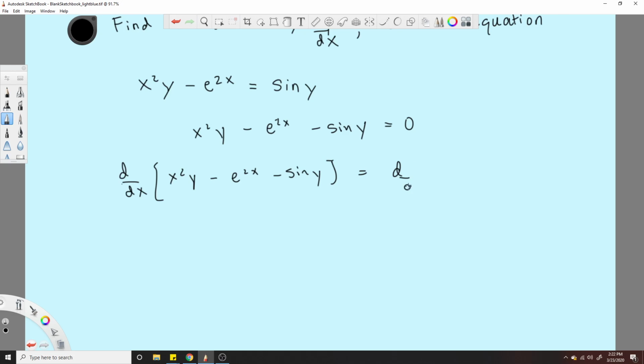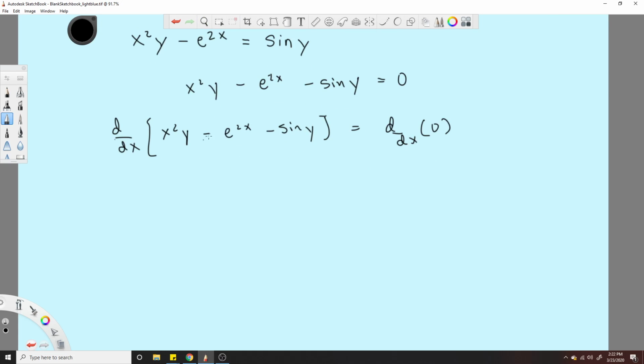This will be d dx of 0. So let's start taking the derivatives. Well, this is going to be 0, right? I'll just bring that down there. That's simple. This first derivative, you may be tempted to just take 2x and then not do anything else. But you have to remember that this y has to be treated as a variable. So you're actually going to do a product rule of this first term.